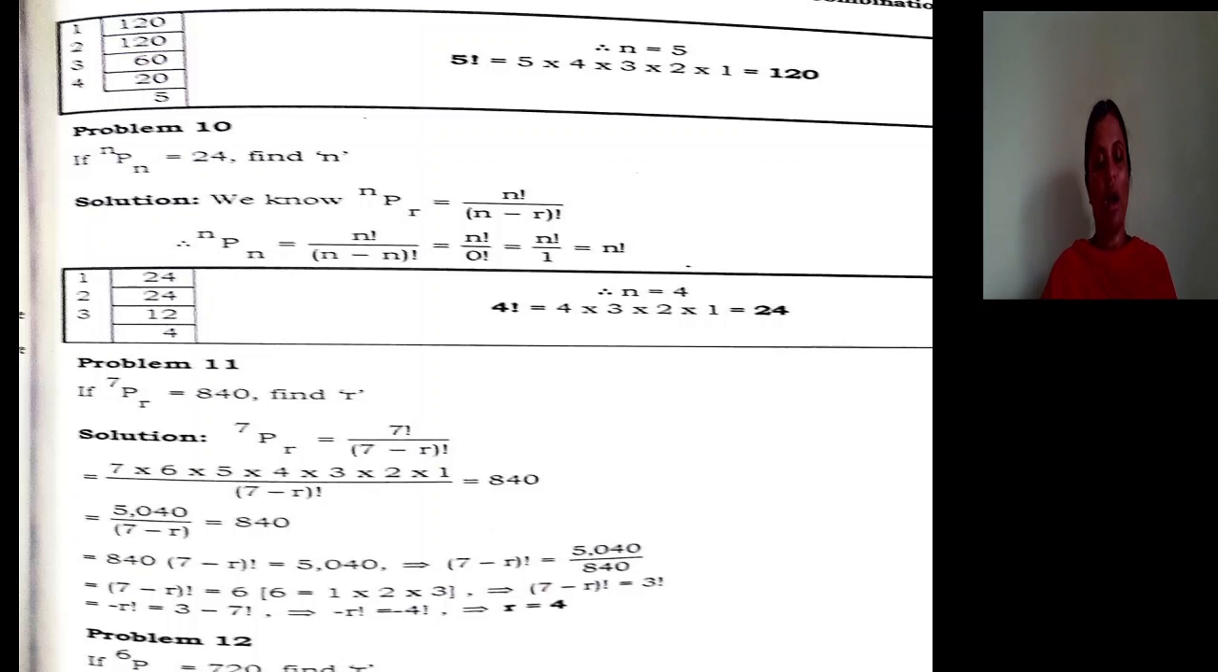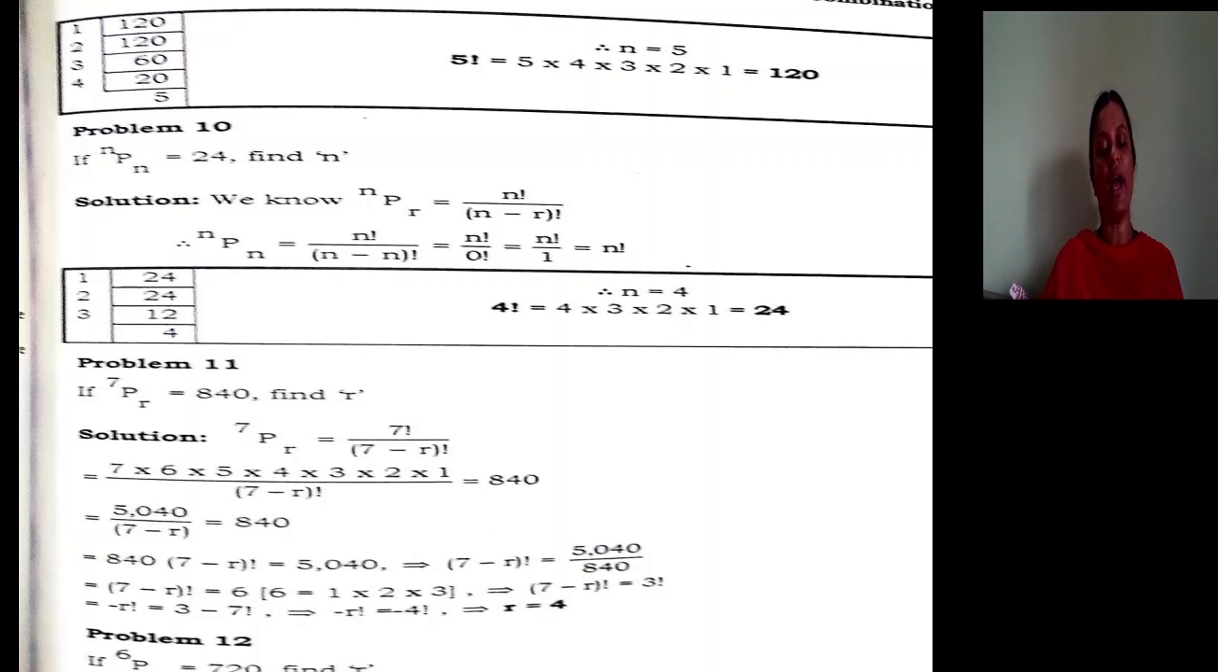Try to understand. (7 minus r) factorial will become 6. So how can we arrive at 6? 3 into 2 into 1. So (7 minus r) factorial is 3 factorial. So 7 minus r is equal to 3, and r is equal to 7 minus 3, which is 4. So r is equal to 4. This is how to calculate r.